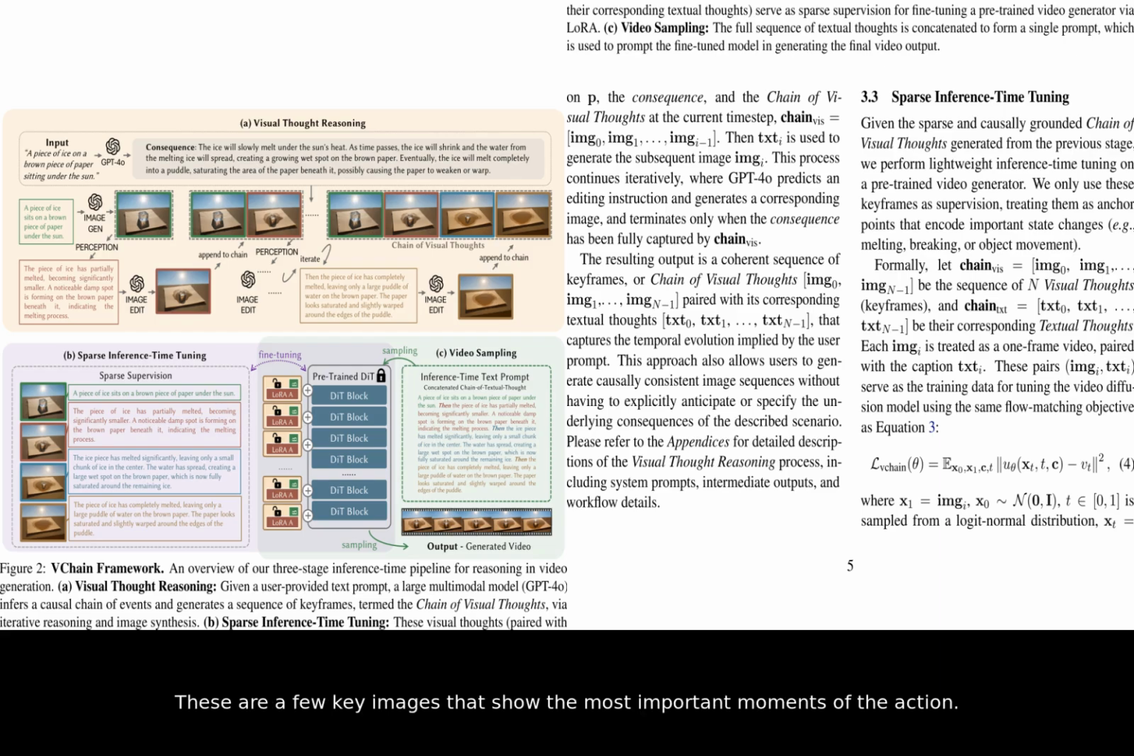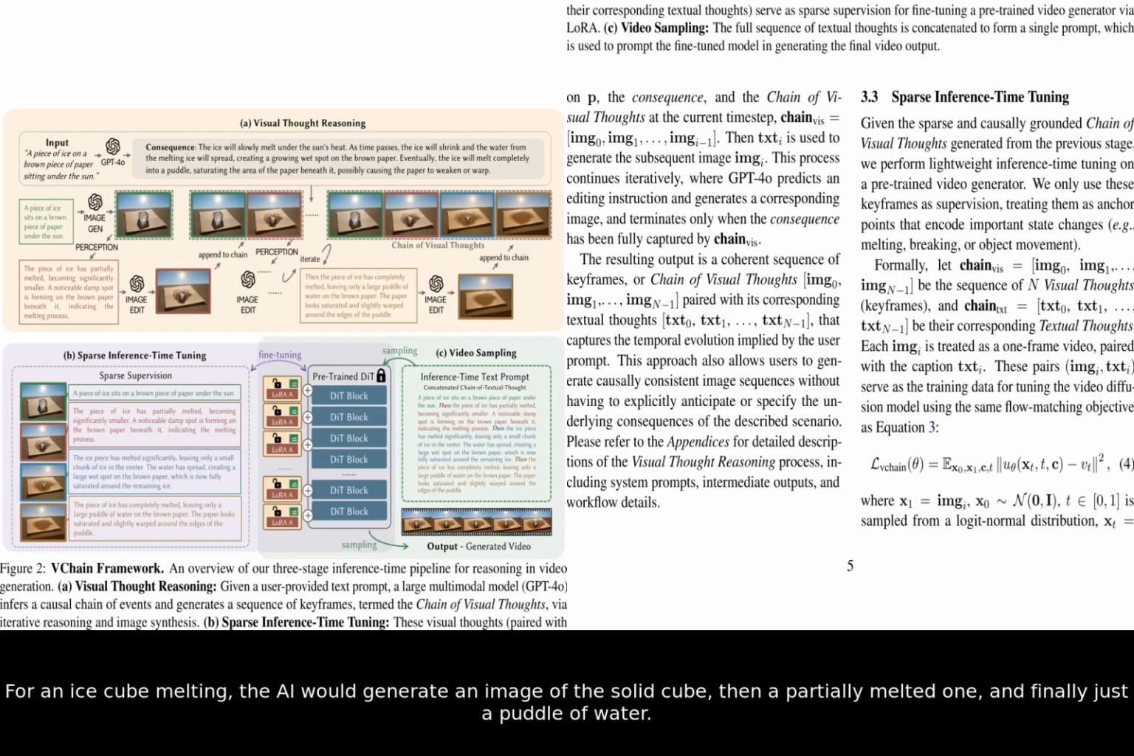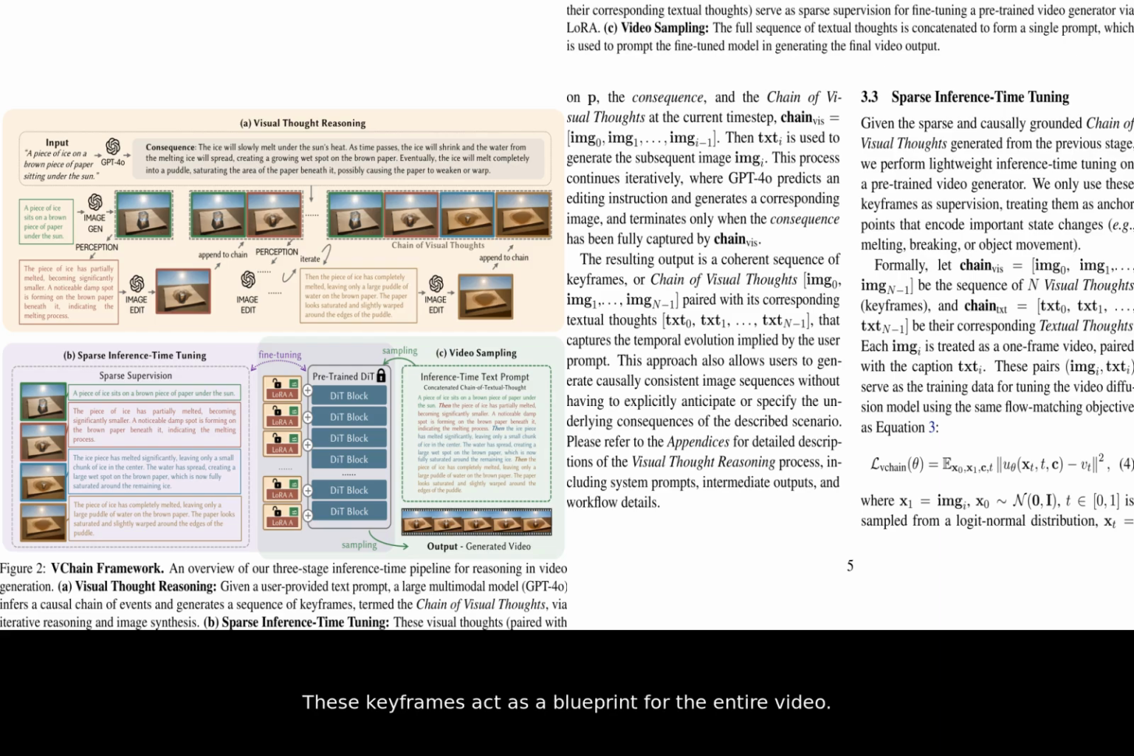These are a few key images that show the most important moments of the action. For an ice cube melting, the AI would generate an image of the solid cube, then a partially melted one, and finally just a puddle of water. These keyframes act as a blueprint for the entire video.